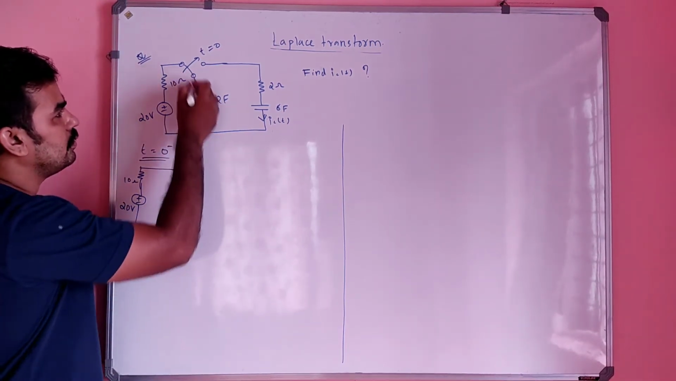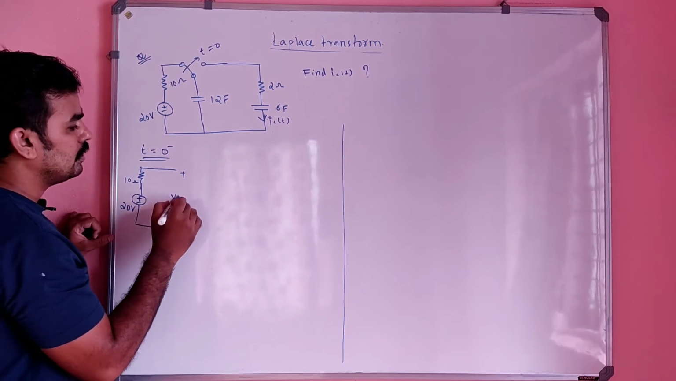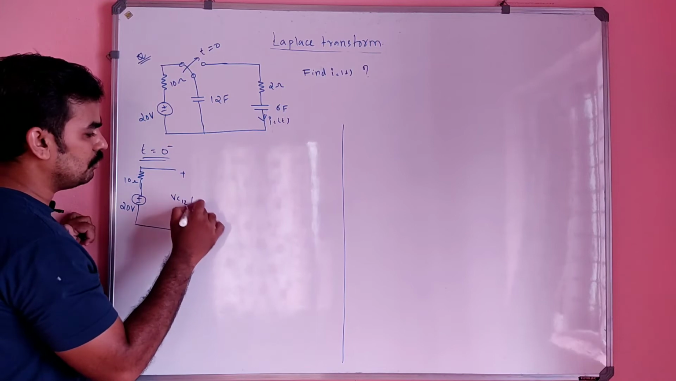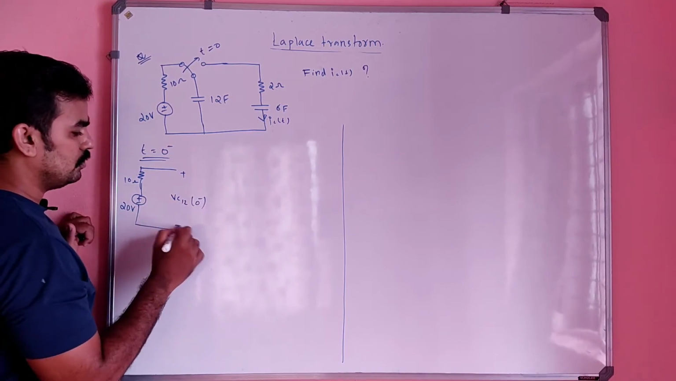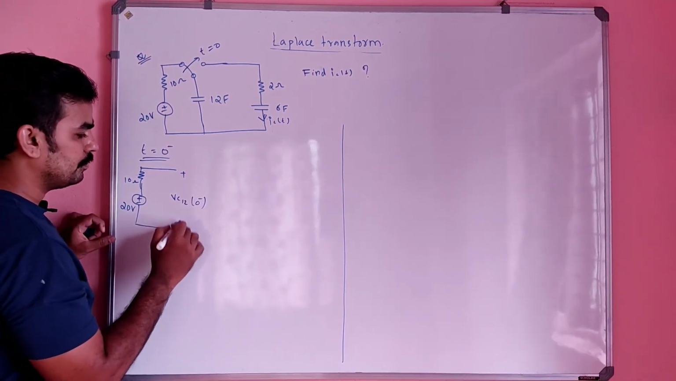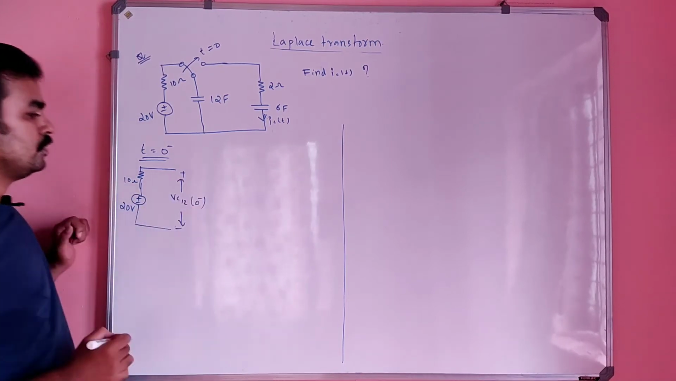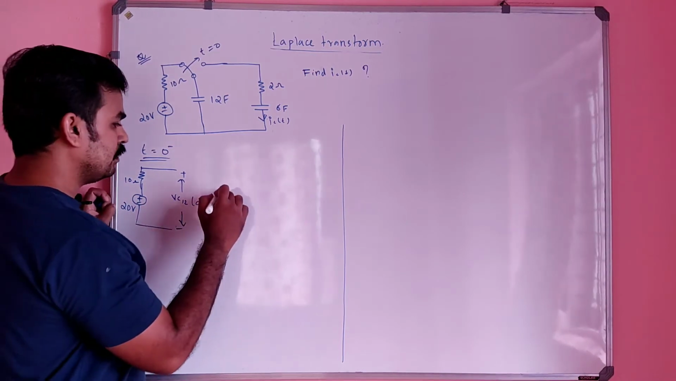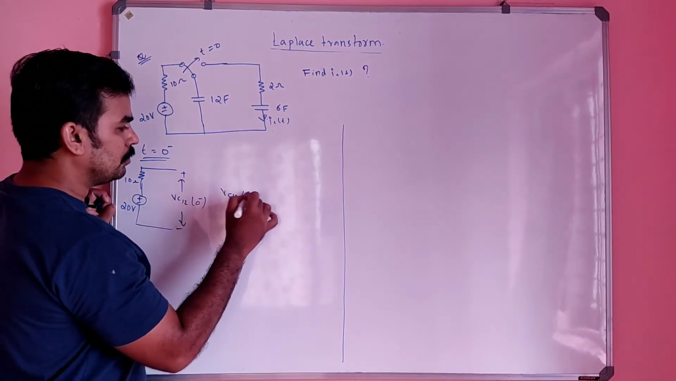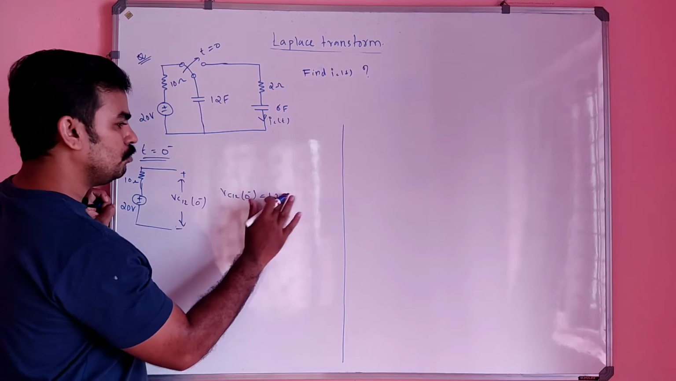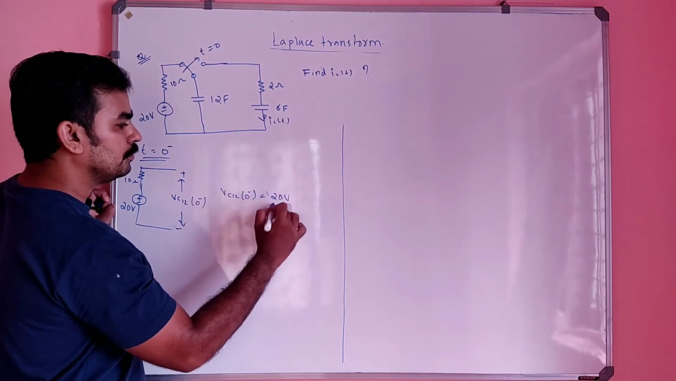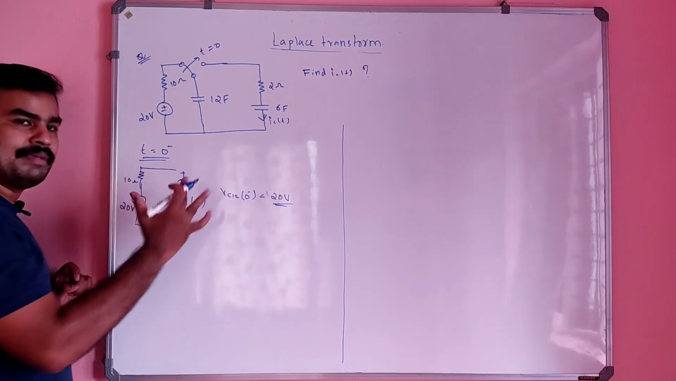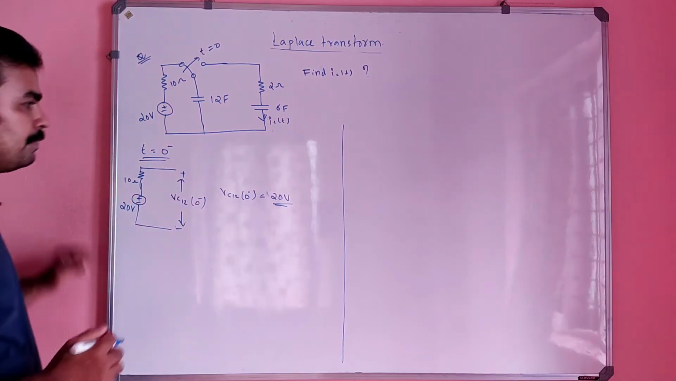So this section will be the VC12, the 12 farad capacitor, VC12 of 0 minus. This is the initial voltage across the capacitor. So what will be the voltage? VC12 of 0 minus will be nothing but 20 volt, right? Because there is no current flowing in the circuit since it is open circuit now, so all of the voltage will appear here. So that will be 20 volt.